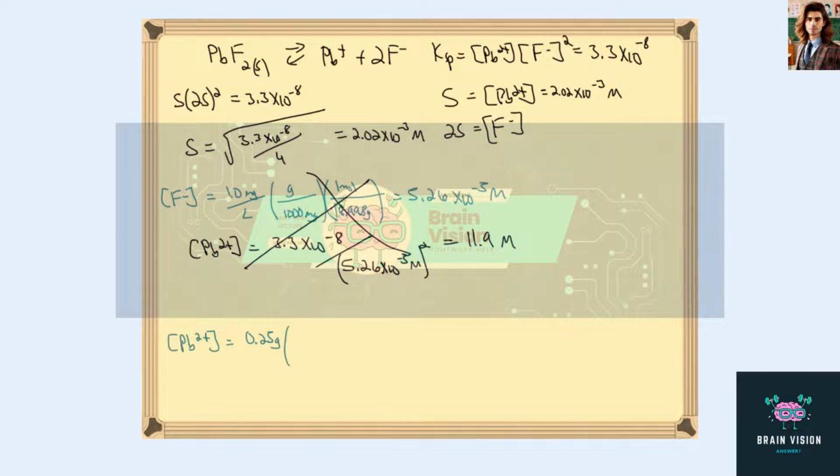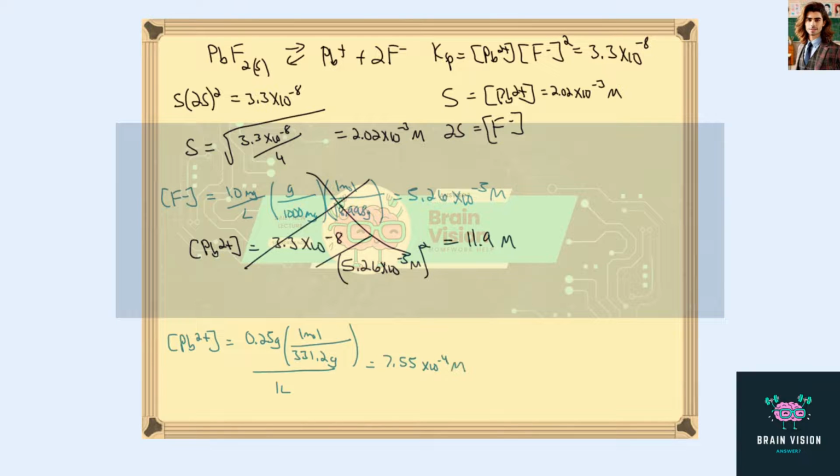So we have 0.25 grams lead-2 nitrate. We convert that to moles. 331.2 grams for every 1 mole. And then we divide that by 1 liter. So 0.25 divided by 331.2, and we get 7.55 times 10 to the negative 4 molar.